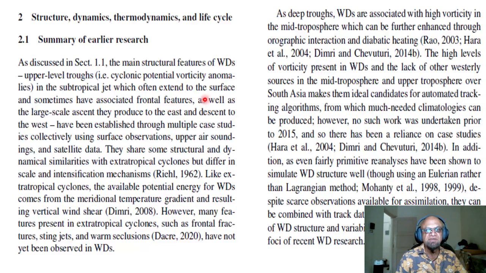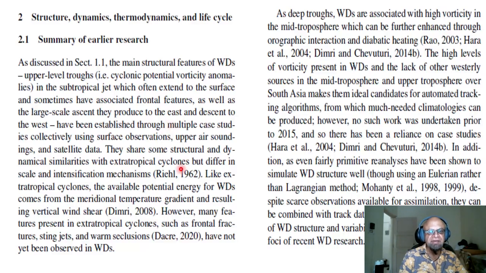The main structural features of WDs: upper level troughs, cyclonic potential vorticity anomalies in the subtropical jet, which often extend to the surface and sometimes have associated frontal features, as well as the large scale ascent they produce to the east, as we just saw in the figure, and descent to the west, have been established through multiple case studies, collectively using surface observations, etc.